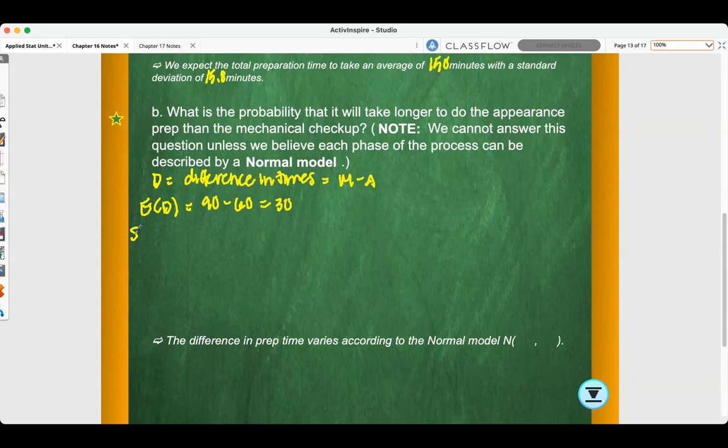Our expected value of D would be 90 minus 60, which equals 30. And our standard deviation of D would be the standard deviation of M minus A, which would be the square root of the variance of M, which is 15 squared, plus the variance of A, which is 5 squared, which equals 15.8 minutes.